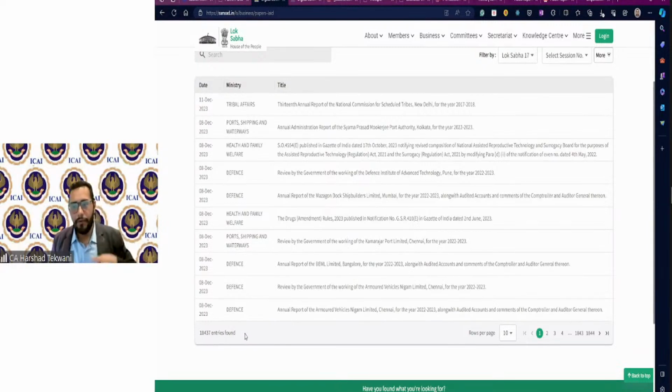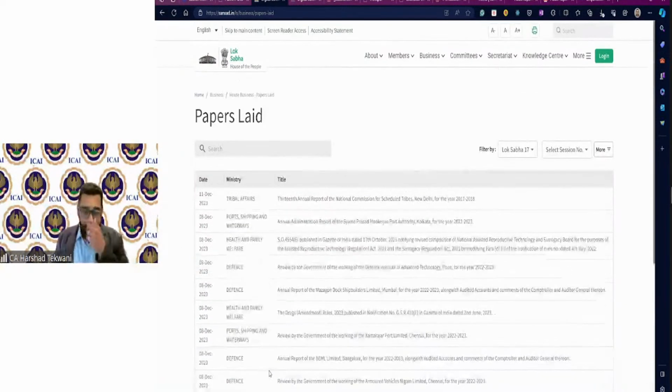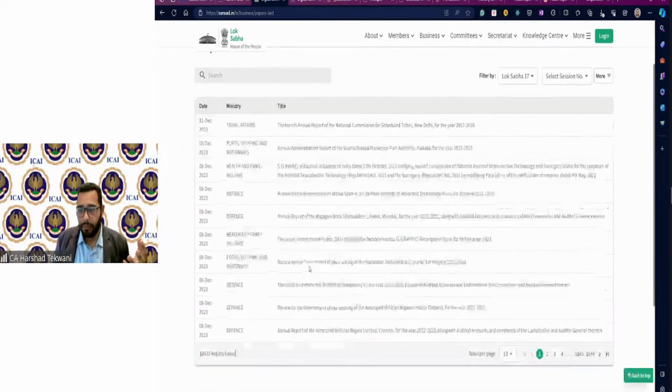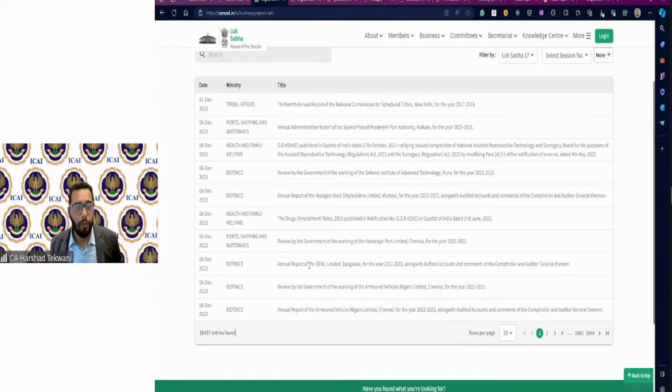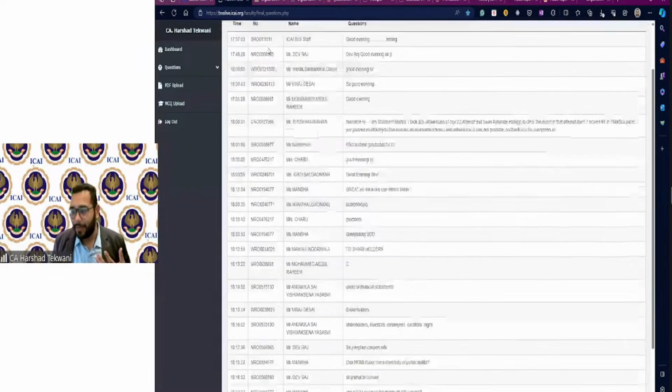Now, as I was saying, for the state entities, it will be laid in the state legislative assembly, and for the centrally managed ones, they are laid in Parliament. First in Lok Sabha, then subsequently they might go to the Rajya Sabha. Now, what happens from there? Once they are laid, what happens? Because we need to understand the end-to-end process. What happens after that?